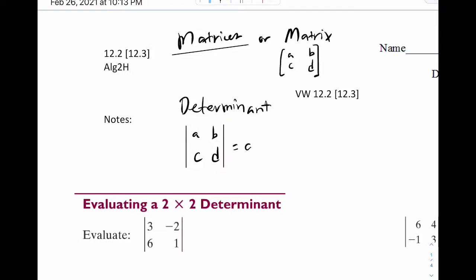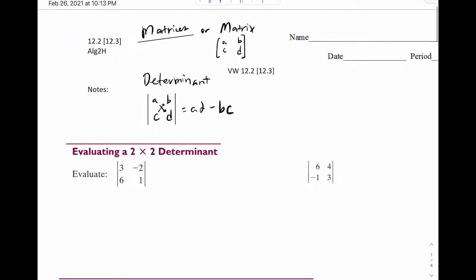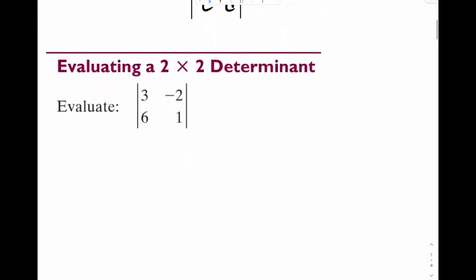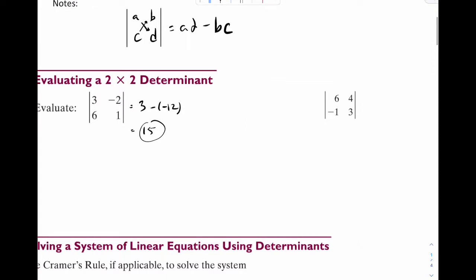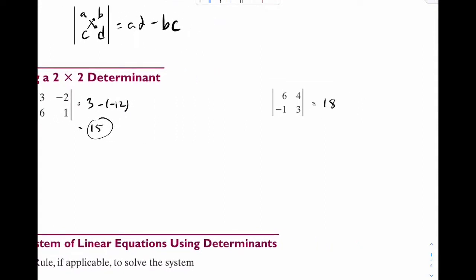And it's simply an operation that's AD minus BC. So think of it like multiplying the diagonals and then simply subtract them. So that's really all you need to know for this first part. So for this one, we're going to say this is 3 minus negative 12. That would be 15. For this next one, this would be 18 minus negative 4, which is 22. It's a pretty easy operation. And again, notice that this right here, those vertical lines, it means take the determinant.